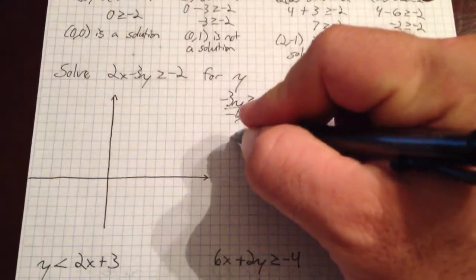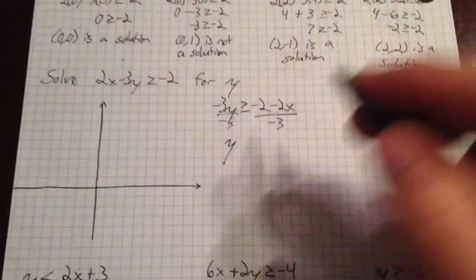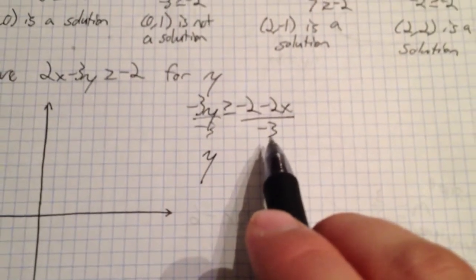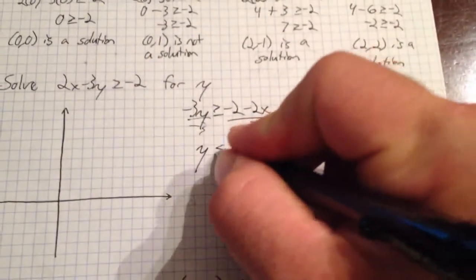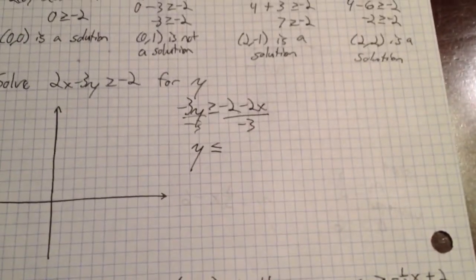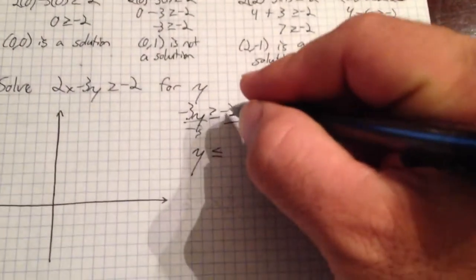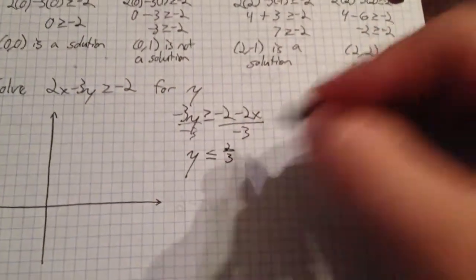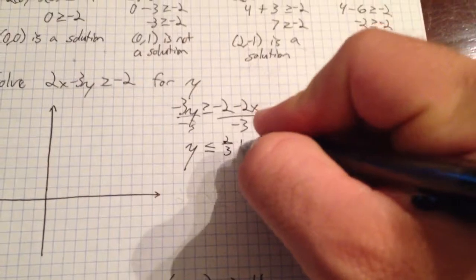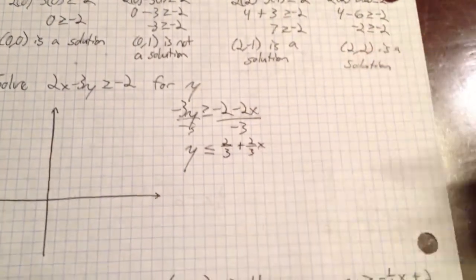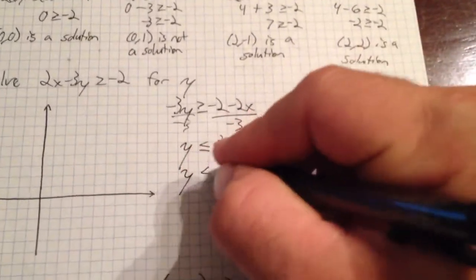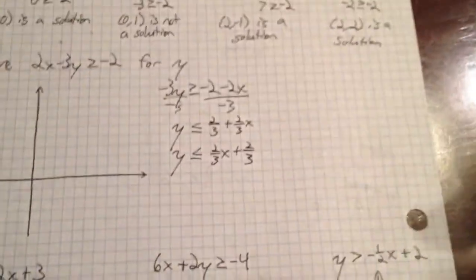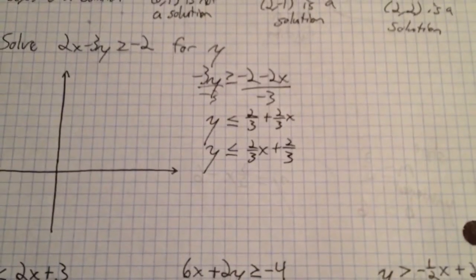But here is a major difference with inequalities. Notice you divided by a negative on both sides. So that means you have to flip this symbol around to a less than or equal to symbol. Negative 2 divided by negative 3 is going to be a positive 2/3. Negative 2 divided by negative 3 is another positive 2/3 x. If you switch that around, that is going to be your slope-intercept form, as we have talked about with equations.